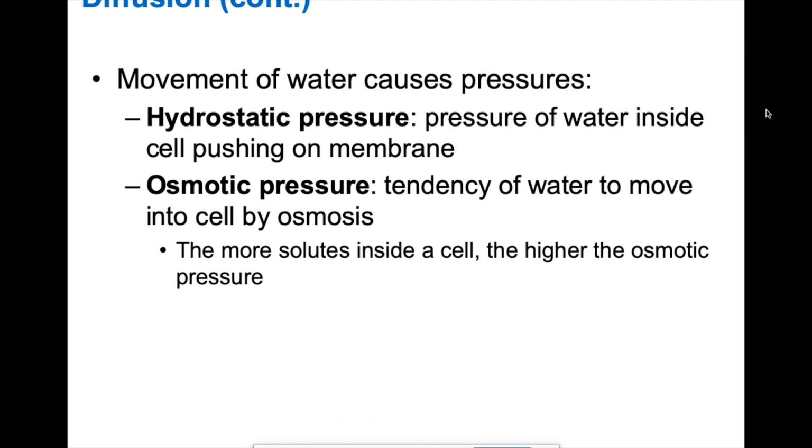So our movement of water actually causes these different pressures to occur. So we have hydrostatic pressure, which is the pressure of water inside the cells that's going to be pushing out on the membrane. And we have osmotic pressure, which is the tendency of water to move into a cell by osmosis. Okay, so more solutes inside of a cell means that you have higher osmotic pressure.